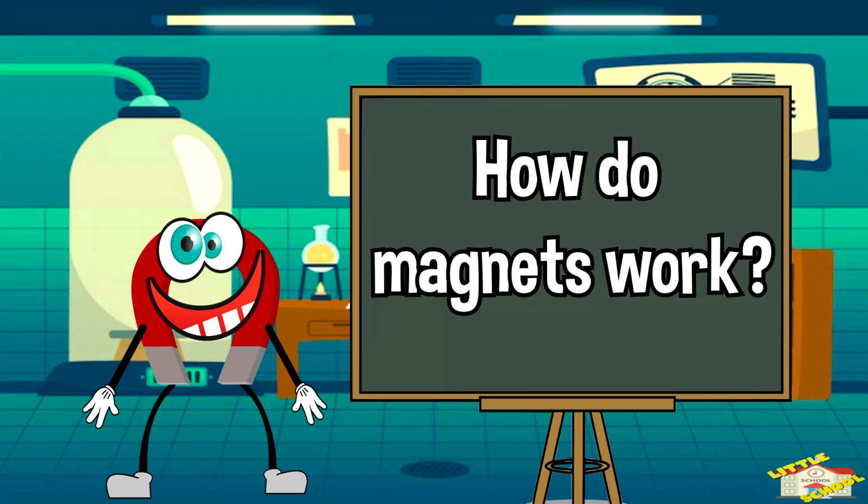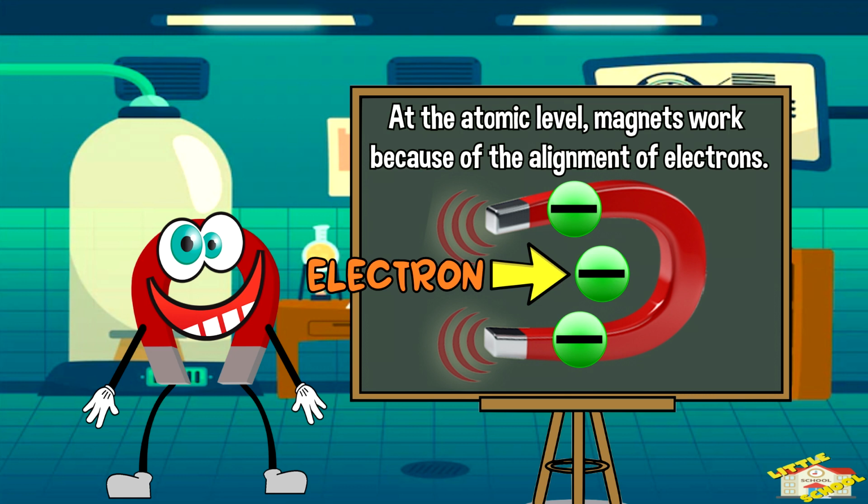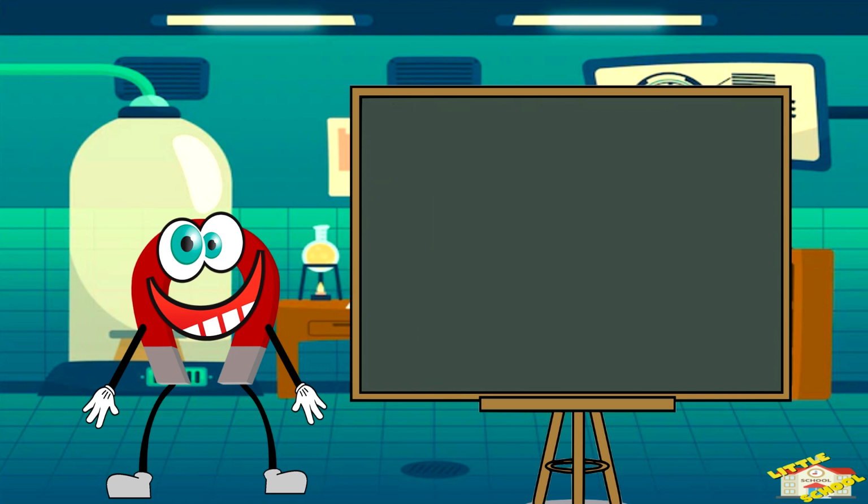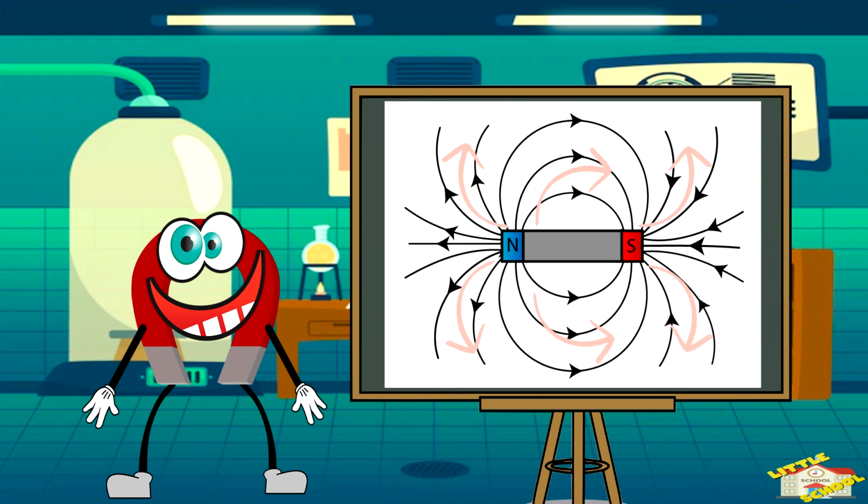How do magnets work? At the atomic level, magnets work because of the alignment of tiny particles called electrons. In a magnet, these electrons spin in the same direction, creating a magnetic field. This magnetic field is the invisible force that surrounds a magnet and affects other magnetic materials within its reach.